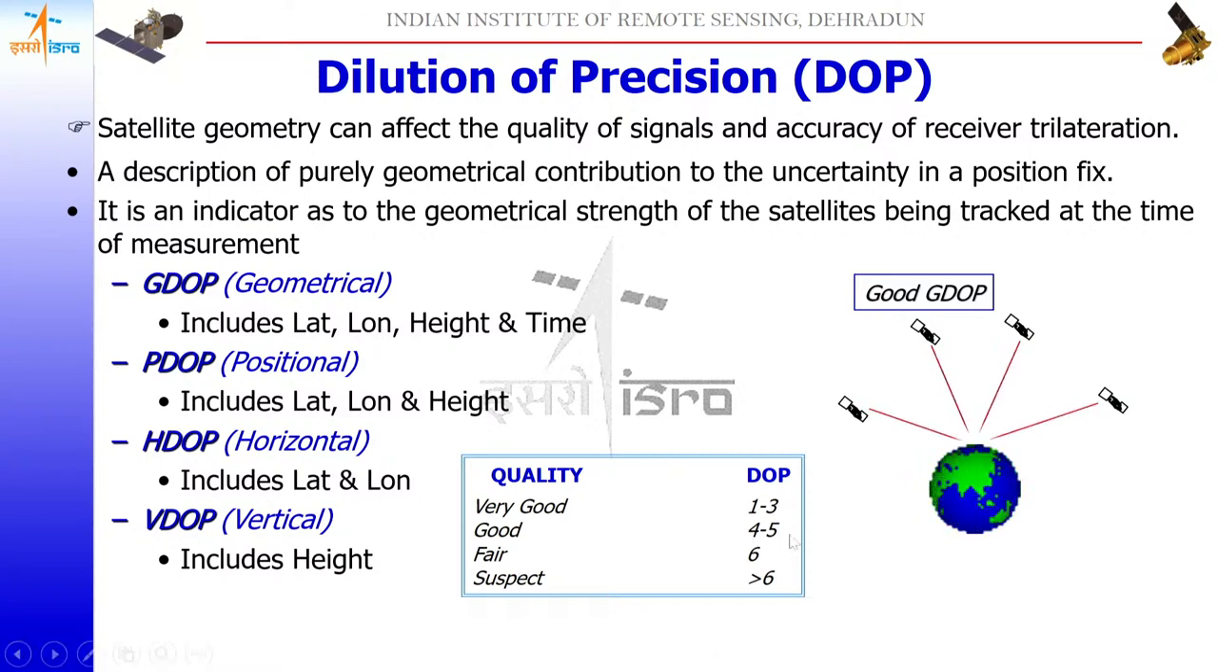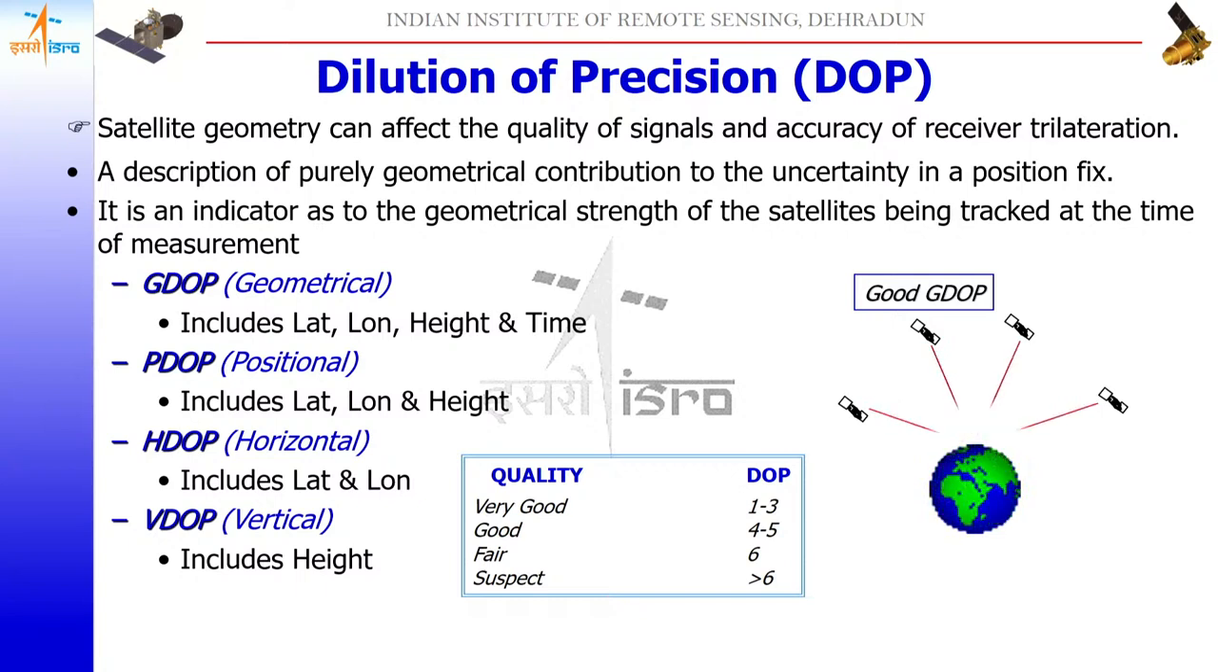So that's why you must have this between 1 to 3. Satellite geometry can affect the quality of signal and accuracy of receiver trilateration. So this distribution of satellites in space with respect to your user antenna, meaning your ground antenna, is very important, and how many satellites it is tracking.